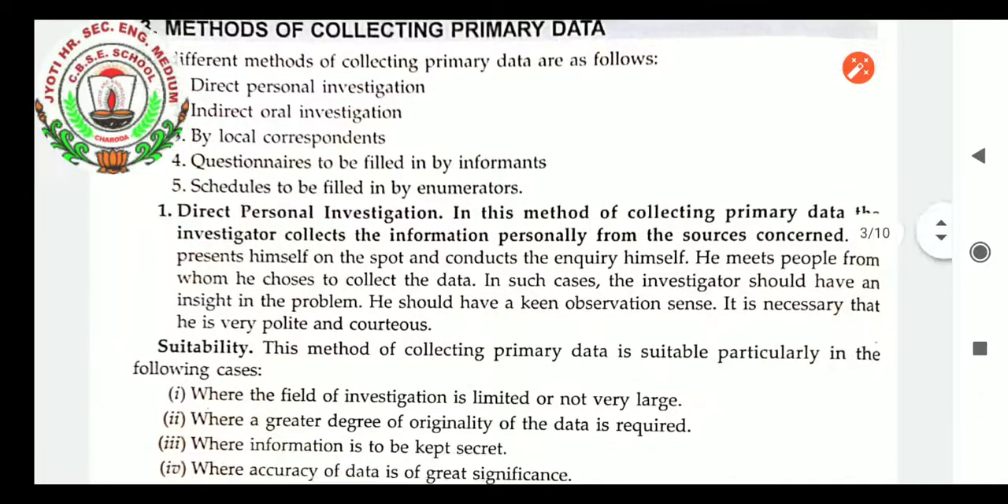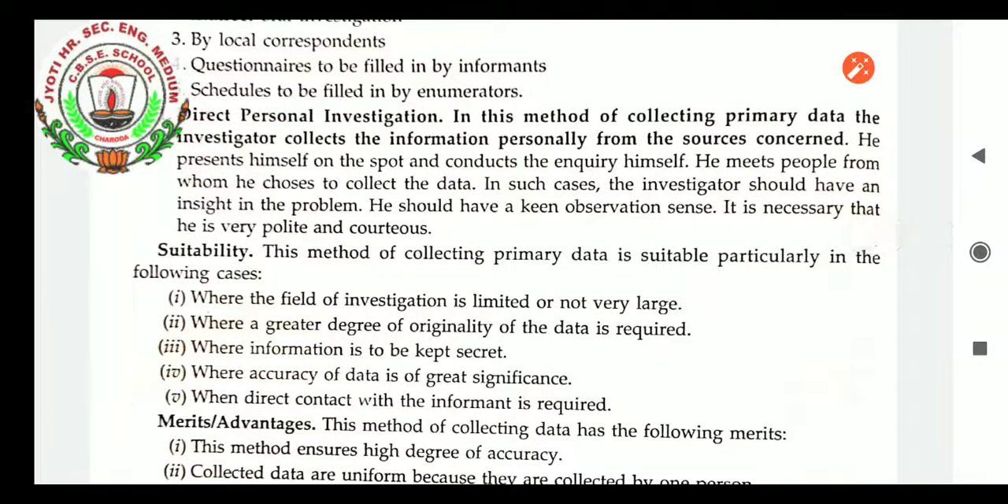In such cases, the investigator should have an insight into the problem. Insight means he must foresee what things he will be able to do. He should have a keen sense of observation. It is necessary that he is very polite and courteous. Suitability: this method of collecting primary data is suitable particularly in the following cases. First, where the field of investigation is limited, not very large, and where a greater degree of originality of the data is required, there it can be suitable.